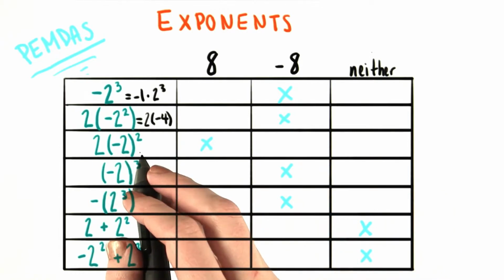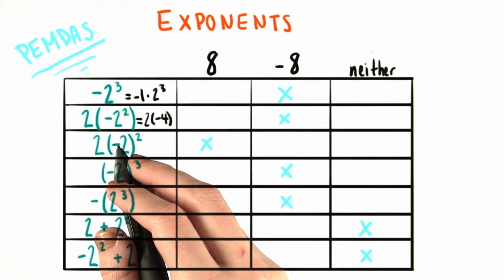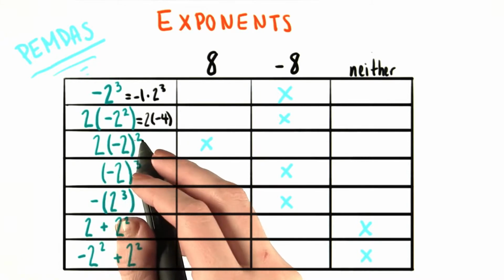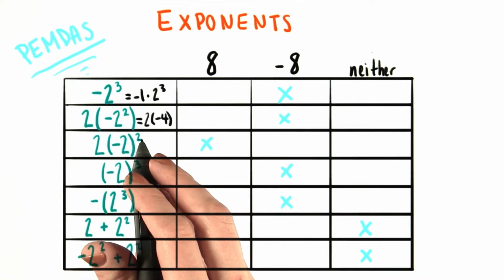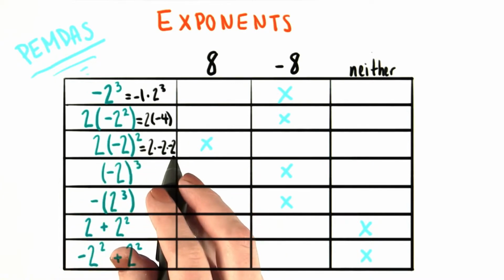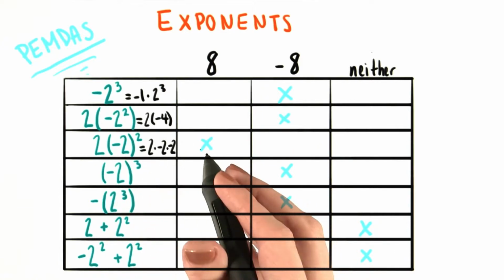For the third problem, we have an exponent outside of something that's inside parentheses. So we know the negative sign is going to be part of the number that is taken to the exponent. So the entire quantity, negative 2, is squared. So this is equal to 2 times negative 2 times negative 2, which is the same as 2 times positive 4, which is positive 8.